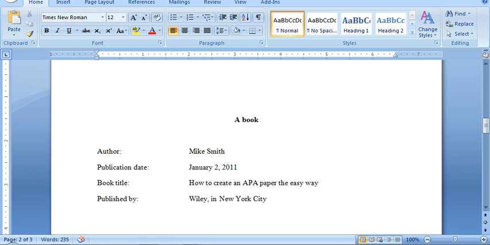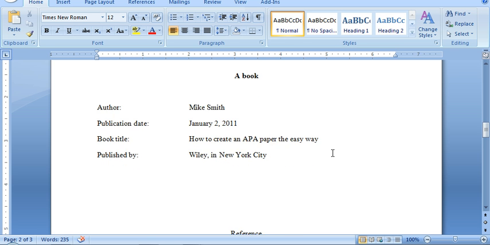On screen we have some basic information about the book that we need to reference. For example, we have the author's name, the date the book was published, the title of the book, and the information about the publisher. In this case, the book was published by Wiley in New York City. So let's have a look at how that reference is formulated.